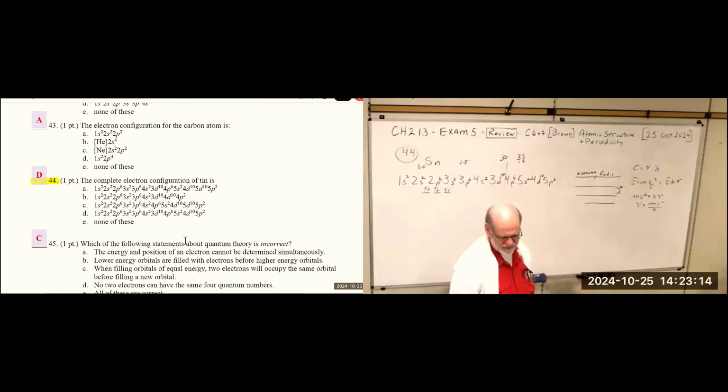Okay, so now we need to find out which one's which. We need a 5p2. A, C, and D are good. If we back up 1, we should find a 4d10. And the only one that fits that is D. I'm just using test-taking techniques. You know, save yourself some time with multiple choice questions. That's the quickest way to do it.